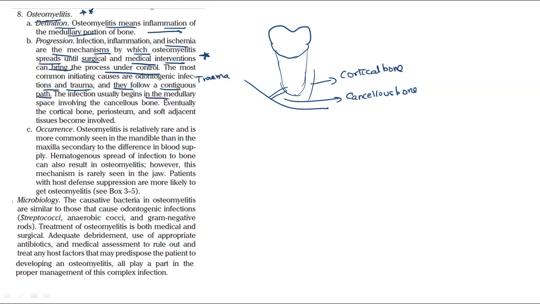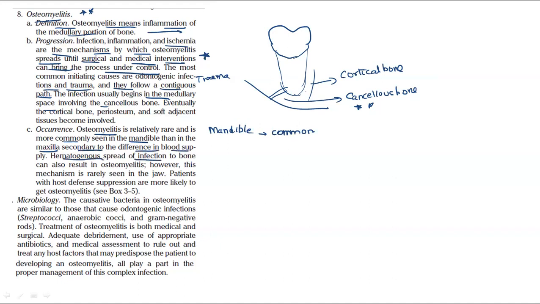The infection usually begins in the medullary space involving the cancellous bone. So it first starts with the cancellous bone, eventually the cortical bone, periosteum, and soft tissues become involved. Osteomyelitis is relatively rare and is most commonly seen in the mandible than in maxilla, secondary to the difference in the blood supply.